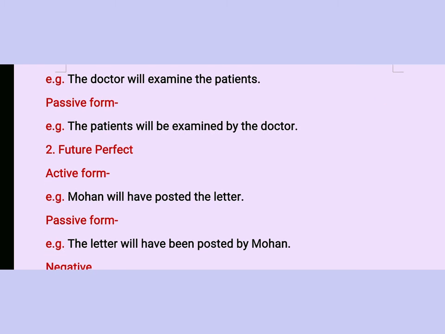So first of all, the first step is to make our object a subject and the subject an object. So the object is the patients. So I just write it as a subject, now I write there the patients. Now if there is will, shall plus v1, then what do we have to use? The be word. Okay. So will be examined, third form, examined by, then our subject would become the object. So it would be by the doctor. The patients will be examined by the doctor.